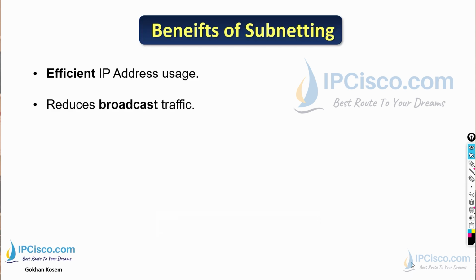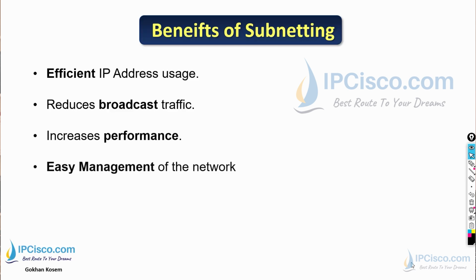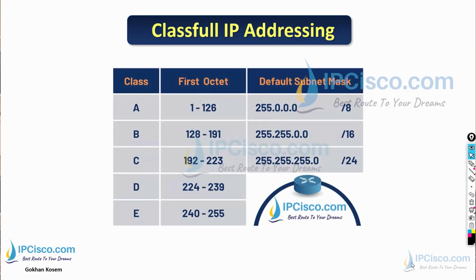Especially, using subnetting reduces the broadcast traffic, because when you divide your network into smaller parts, your broadcast traffic is reduced. And this also increases your performance, and it provides easy network management. Also, security is important for subnetting. When you divide your network into smaller parts, you can have different broadcast domains, different networks, so each network has its own security. Here are the classful IP addressing ranges.